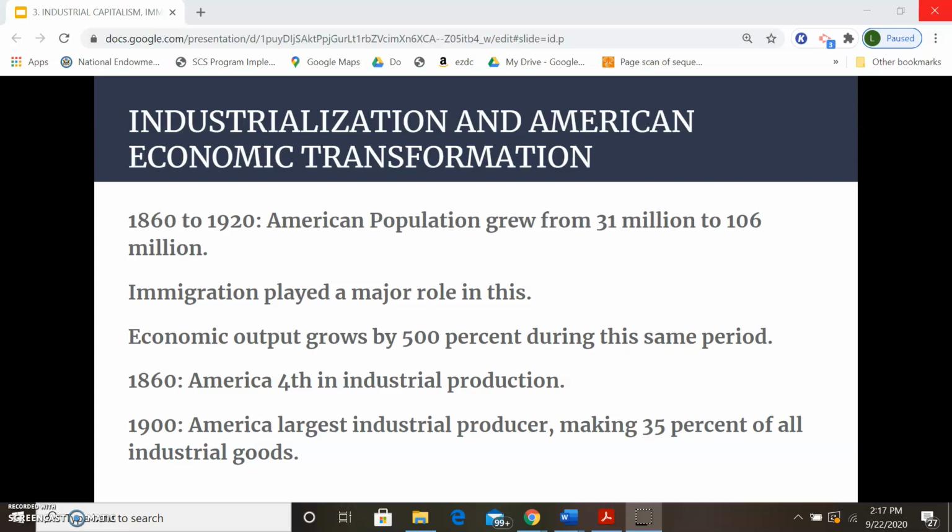And we also see massive economic growth during this period. Economic output grows by 500% between 1860 and 1920. We were fourth in industrial production in 1860. By 1900, we are the largest industrial producer in the world, and we're making 35% of all industrial goods. Now, just to give you a little bit of context, this means that we're making now more than the three countries that were previously ahead of us combined.